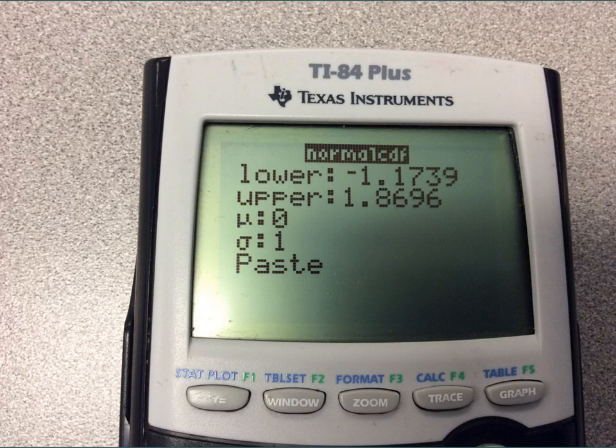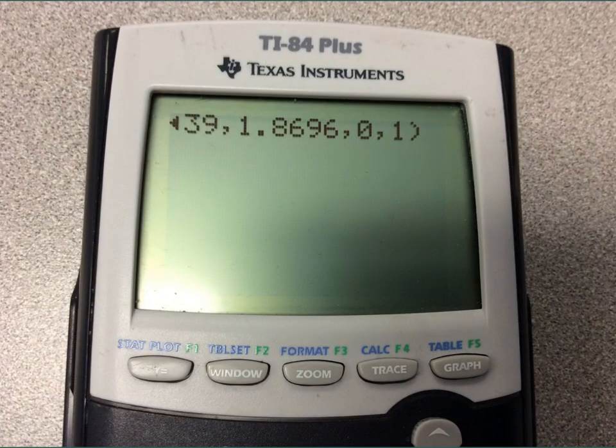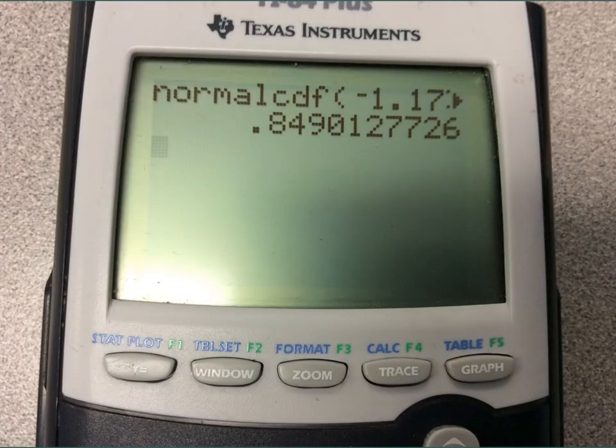But what I want you to do is take that lower z-score that went along with the 37 seconds and put it where it says lower. And take that bigger z-score, which we call our upper bound, and plug that into where it says upper. Then just highlight Paste, scroll down to Paste, and hit enter. When you do, you'll see this on your screen, and then just hit enter again. You should see the exact same thing that the other version of the calculator showed. Again, this number down here is the probability that her race will be between 37 and 44 seconds.